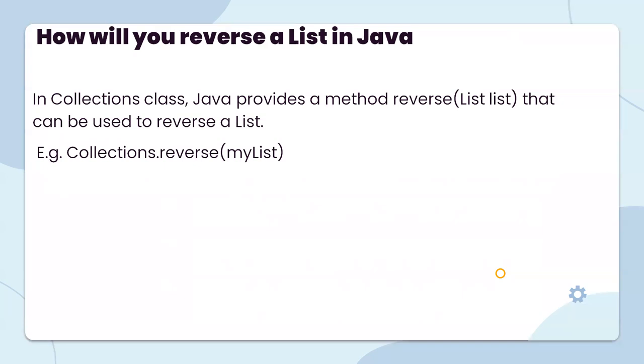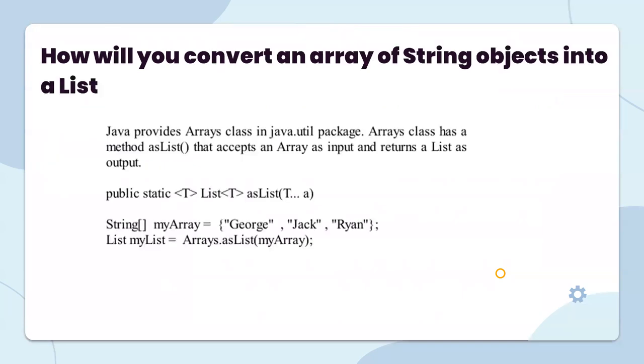Now the next question is, how will you convert an array of string objects into a list? What does that mean? Convert an array of string objects into a list. Java provides the Arrays class in the java.util package. The Arrays class has a method asList that accepts an array as input and returns a list as output.